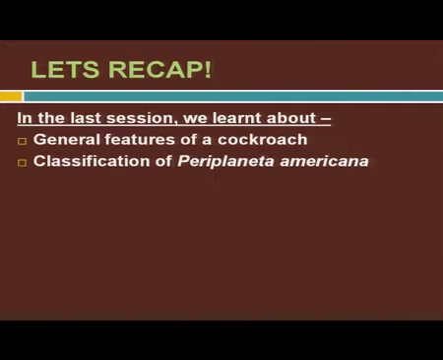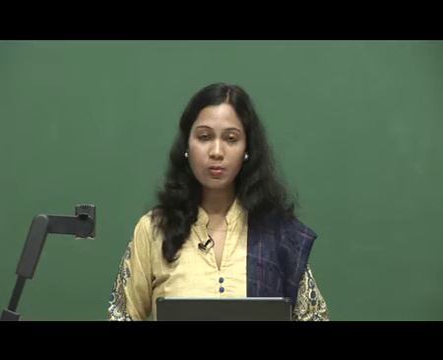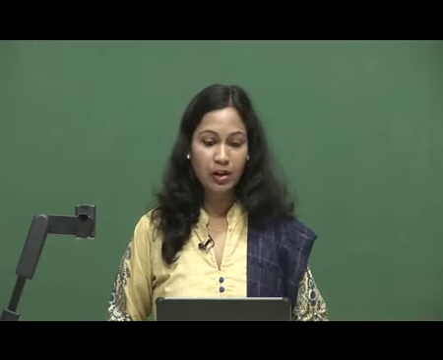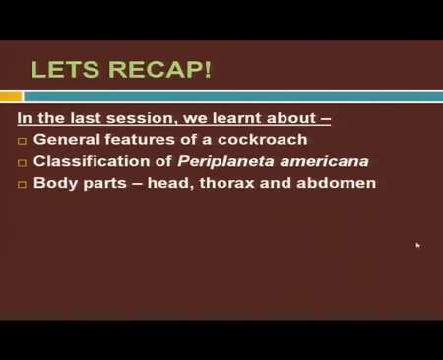We know that there are about 2600 species of cockroach. Among them, the most commonly found in India is Periplaneta americana, which is commonly known as American cockroach or ship cockroach. We saw the classification that it belongs to phylum Arthropoda, class Insecta, order Orthoptera, genus Periplaneta and species americana. You need to remember the classification whenever you are studying a particular organism.